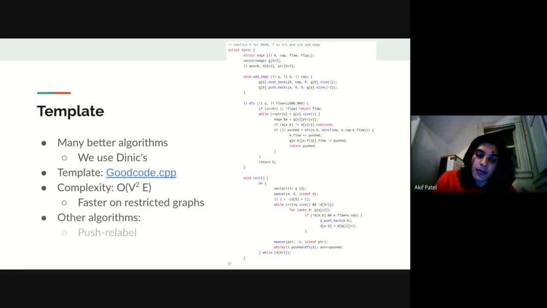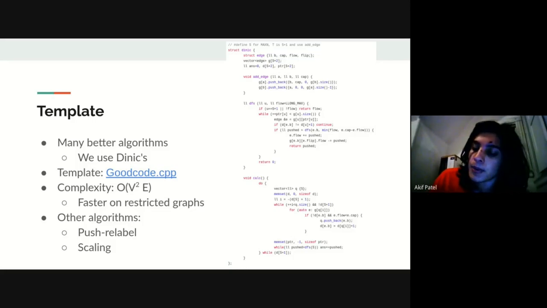There are other algorithms. One thing you can do is use scaling, which is the idea of fitting powers of 2 of the flow at a time, looking at different powers of 2 at a time and fitting those. That can provide a speedup. The fastest algorithm in practice on general graphs is the highest label push-relabel algorithm. That's the state of the art for competitive programming, and that's one you can use also. There's a whole bunch of other ones, but this is the one that we use.